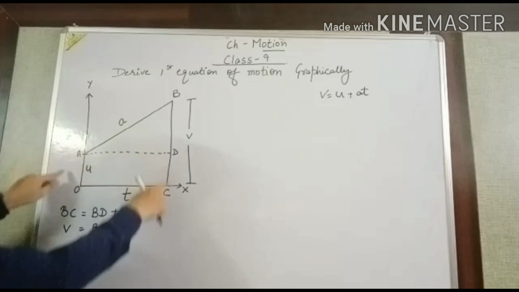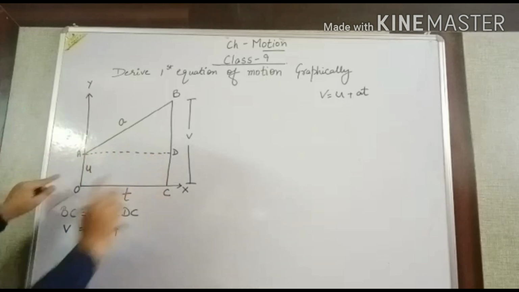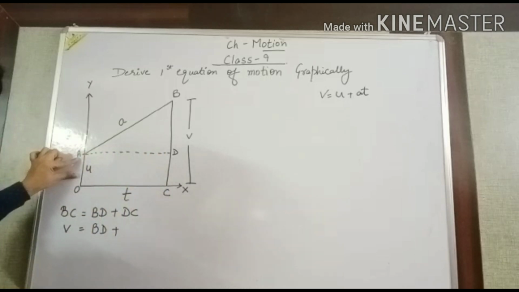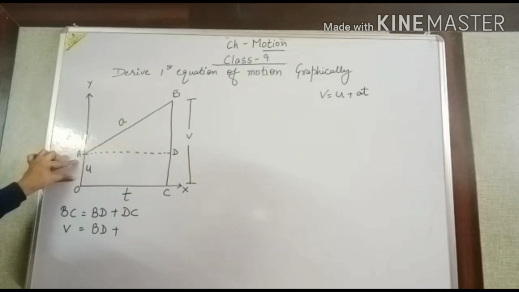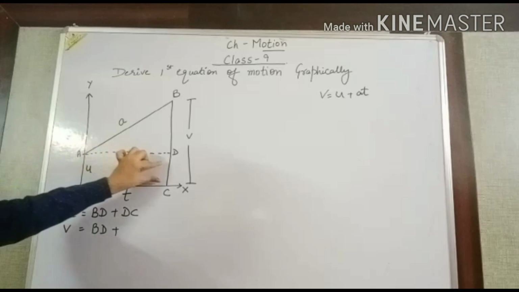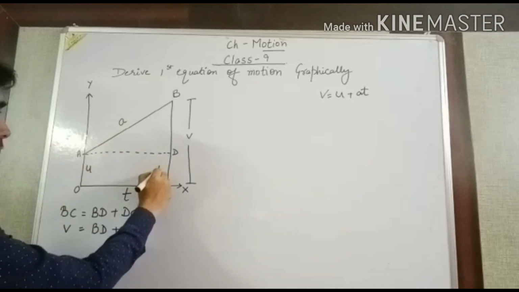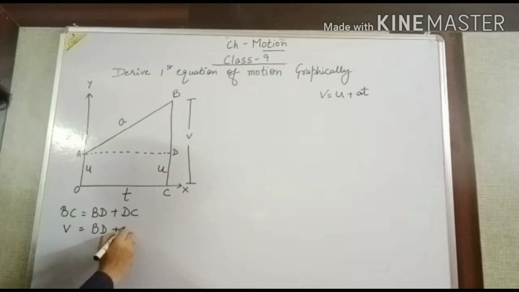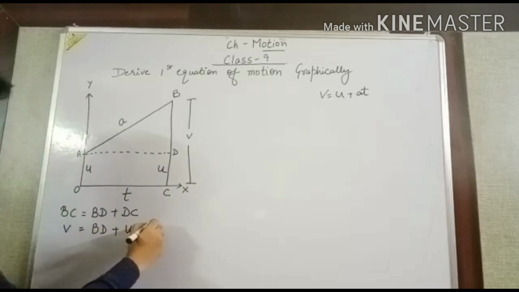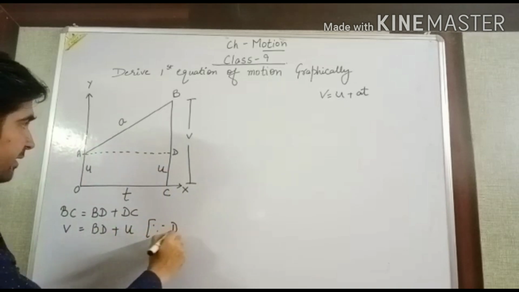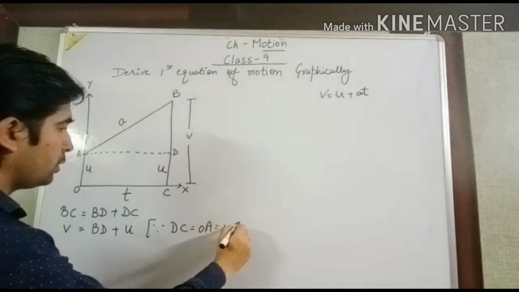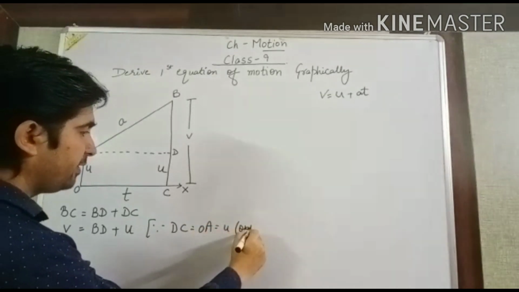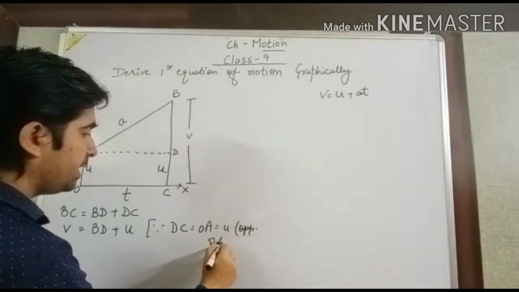Now we know OADC is our rectangle. If this is u, our initial velocity, then in a rectangle opposite sides are equal. So AO = DC, so this is also u. So we put u, because DC = OA = u, opposite sides of a rectangle.